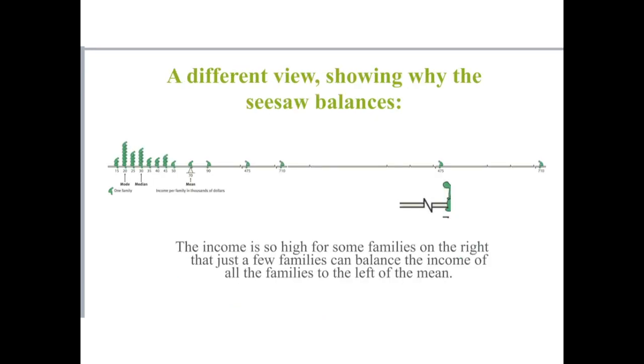But for now, recognizing that kind of seesaw analogy that we have going on here, the income is so high for some families on the right that just a few families can balance the income of all the families on the left of the mean. This gets back to the video we watched at the beginning where he looked at 2 provinces of China, and he saw that some were significantly wealthier than others, and so because they're pulling in opposite directions, that's going to impact the mean.